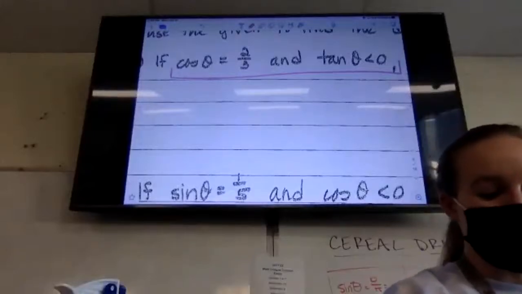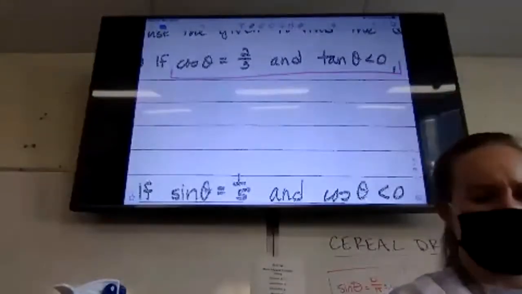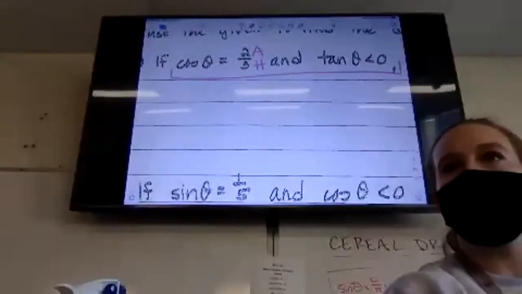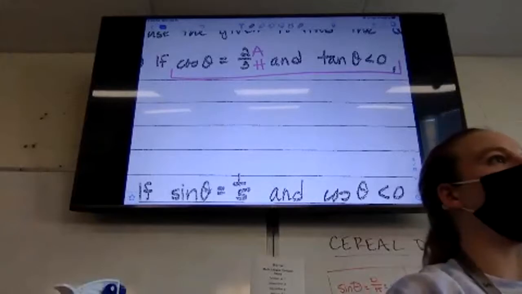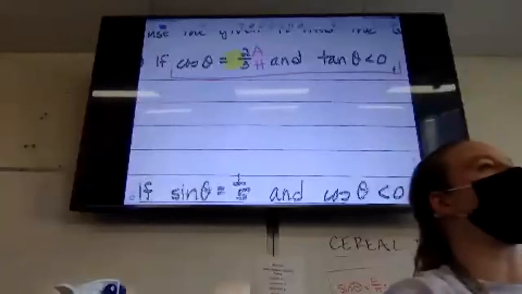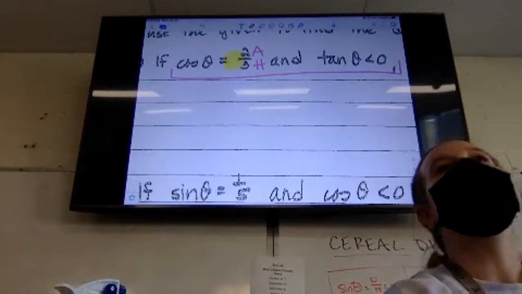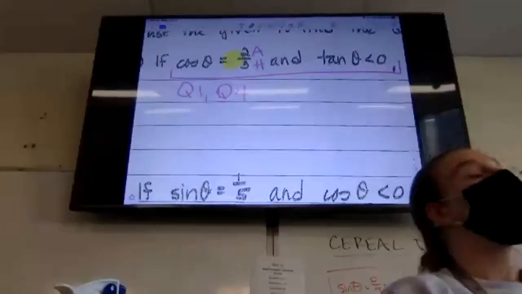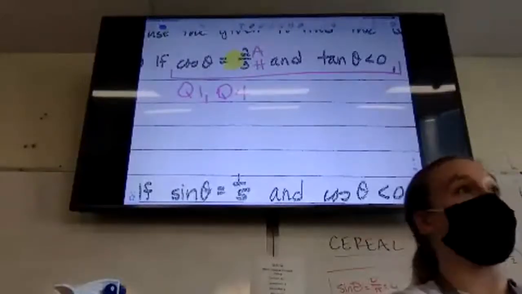It says cosine of theta equals 2/3. What's cosine in terms of A's, O's, H's? Adjacent over hypotenuse. Okay. So when I draw my triangle, my 2 is going to be my adjacent, my 3 is going to be my hypotenuse. That seems okay, right? Now, this cosine is positive. What quadrants is cosine positive? 1 and 4. Very good. So right now, all I know is that my adjacent is 2, my hypotenuse is 3, and I could be in the first or the 4th quadrant.